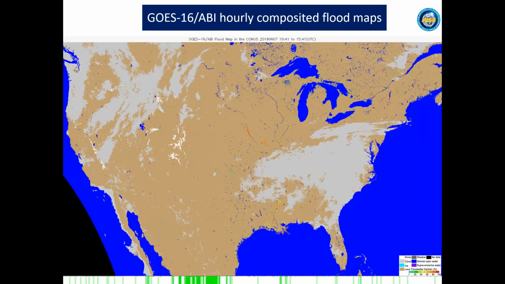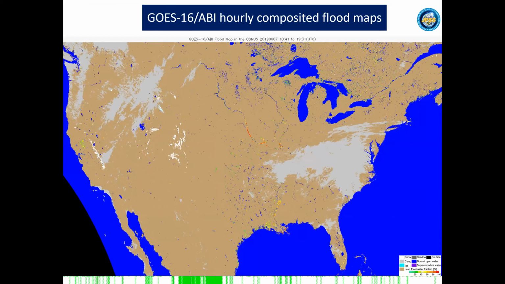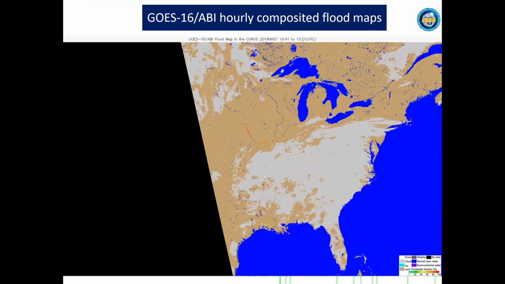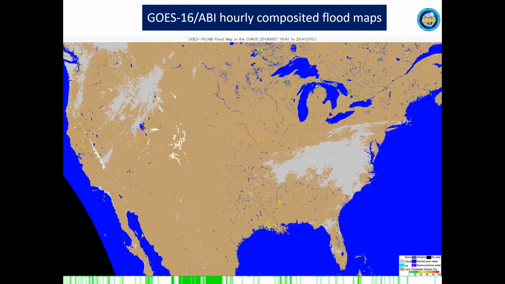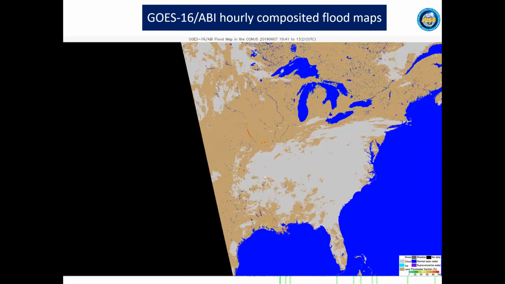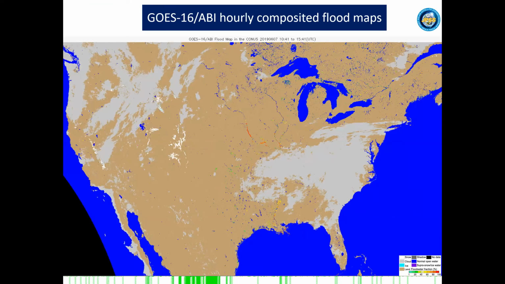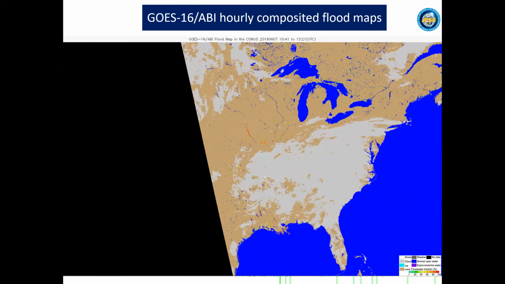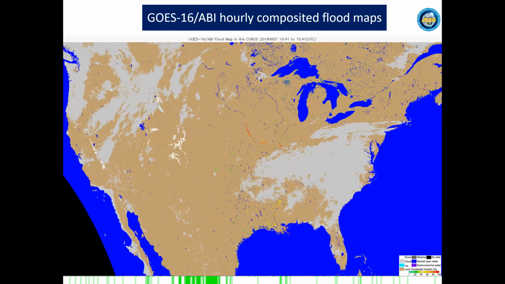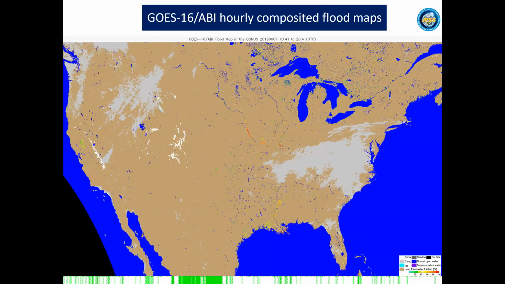This slide shows an example of the GOES-16 ABI hourly flood maps. From early morning to late afternoon, in the ABI hourly flood maps, you see less and less cloud cover. And at the end of the day, the flood map is actually a daily composition, which has the least cloud cover.